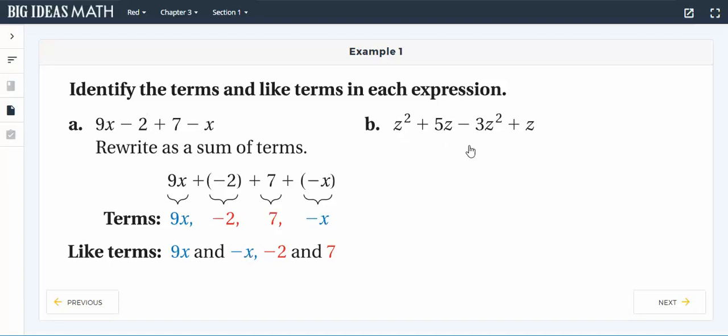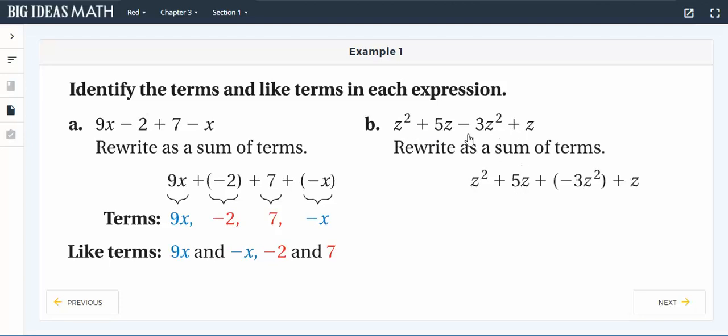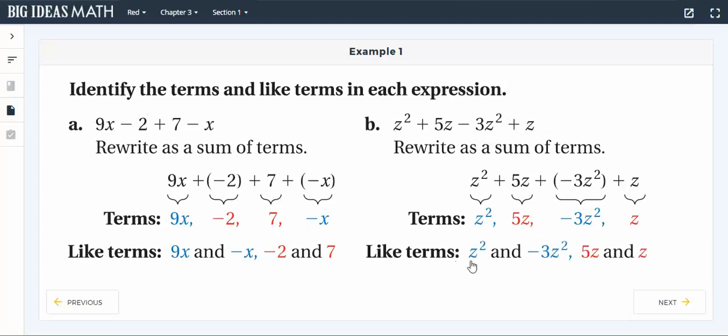Over here we have z squared plus 5z minus 3z squared plus z. The sum of terms again, you can change this to a plus a negative, or again, think of this as married to it. So your terms are going to be z squared, 5z, negative 3z squared, and z. 4 terms again. Like terms again are the z squareds. They are different than the z's, so the z's are also like terms.